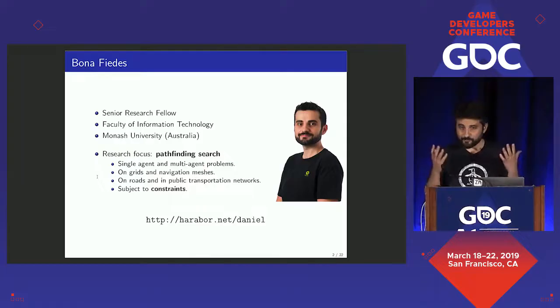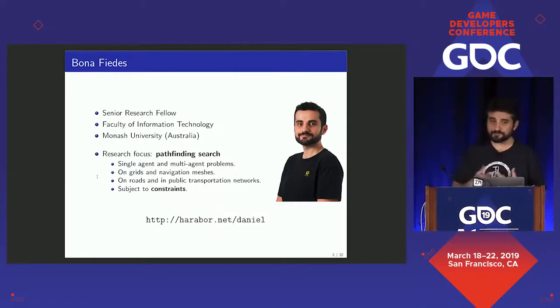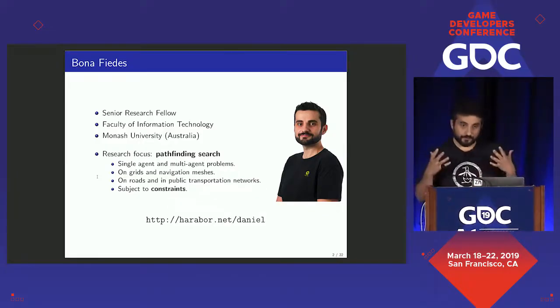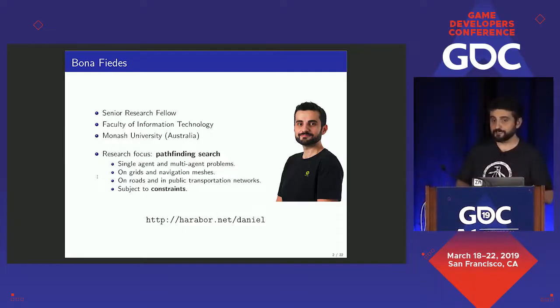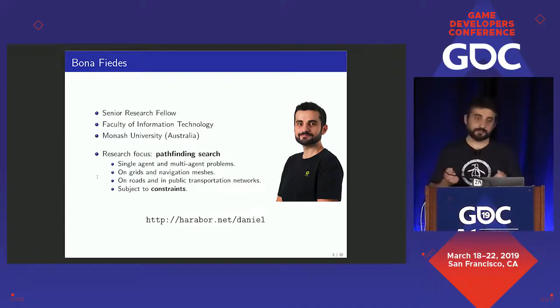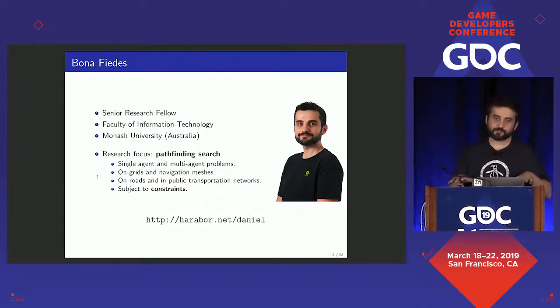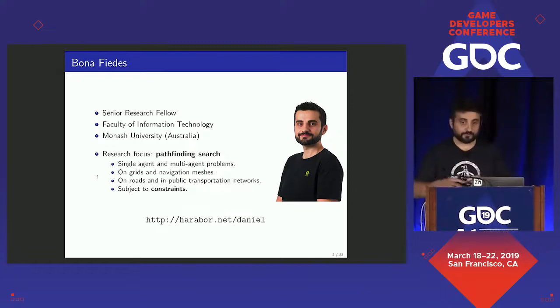Before we begin, maybe the place we should start is a little bit about me. It won't surprise you to learn that I'm from Australia. I'm from Monash University, and my research focus there is pathfinding. I think about pathfinding in all manner of contexts: single-agent search, multi-agent search. Usually I model these problems on grids or navigation meshes.